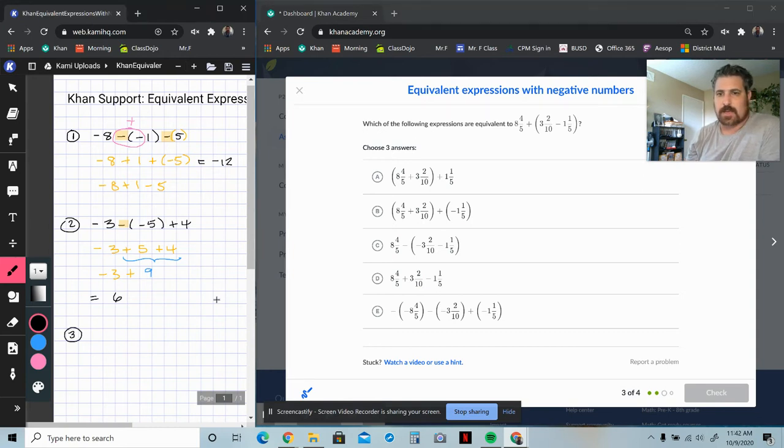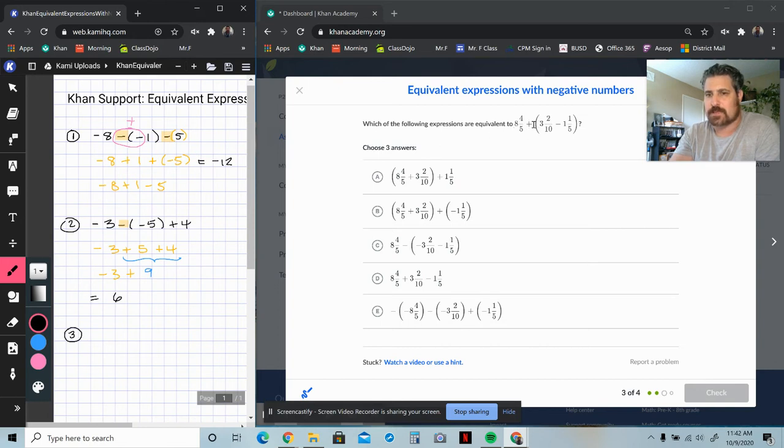And it's 8 4/5. This one's a lot of writing. Maybe we don't need to write it all. Let's see. 8 4/5 plus the quantity of 3 2/10 take away 1 1/5. Well, what's the real sign on everything? That's a positive 8 4/5.